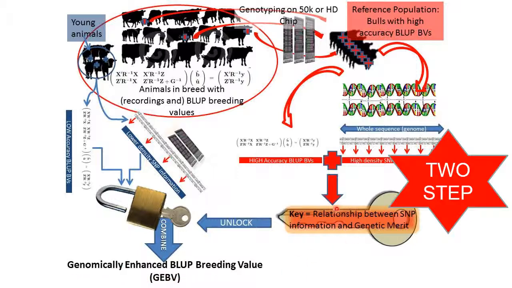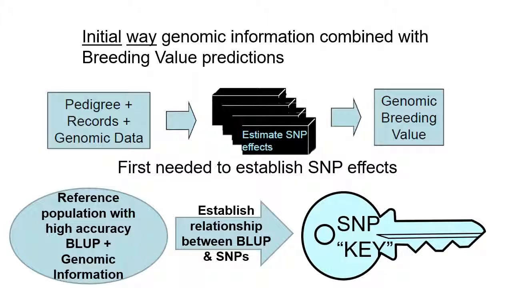So it's two steps. It's the unlocking first, and then another BLUP run where once you've unlocked that, the direct genomic values are then basically obtained, and then another BLUP run is run where the GEBVs are then published as a genomic breeding value. So this is just illustrating it in a different way.